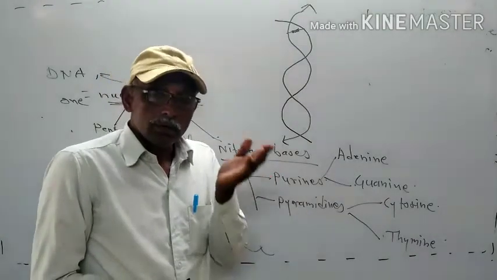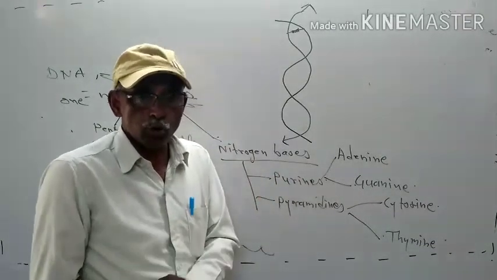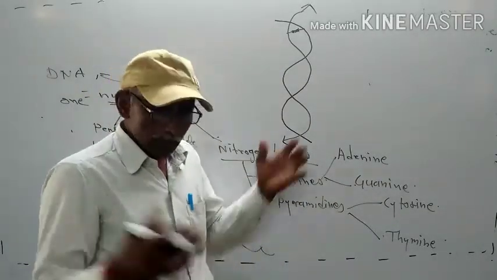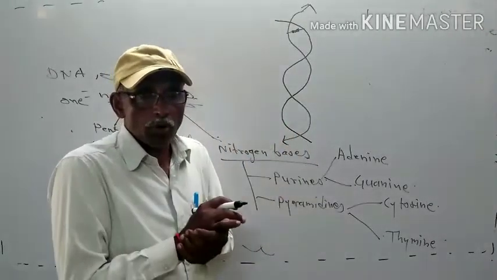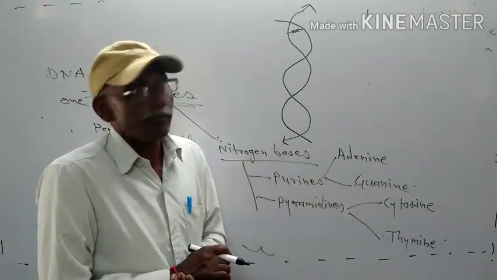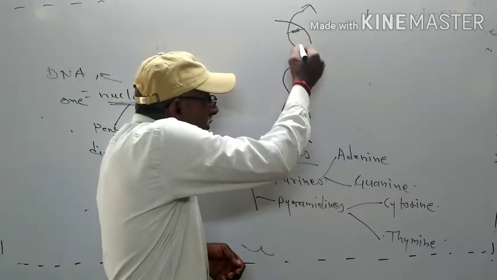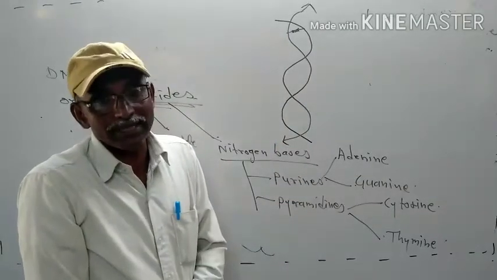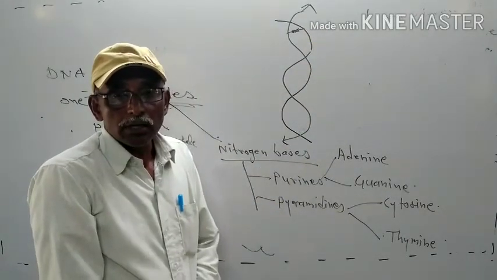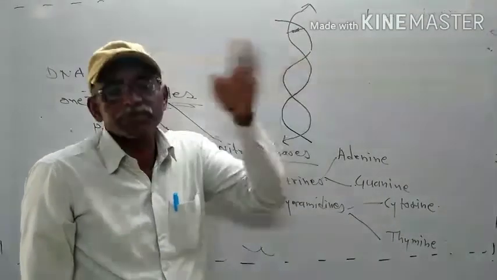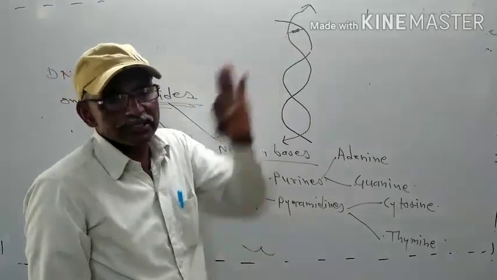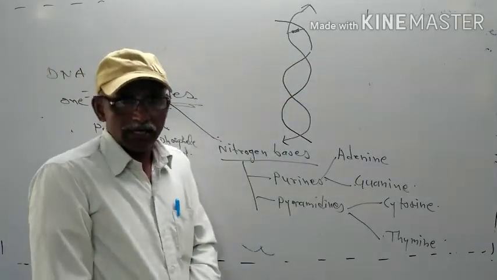Between the nitrogen base and the sugar molecule there is a bond called the glycosidic bond. So we have the hydrogen bond, the glycosidic bond and the phosphodiester bond. The nitrogen bases are between the strands, while the side structures, the two strands, are made up of phosphate and sugar. This is a double helical structure.